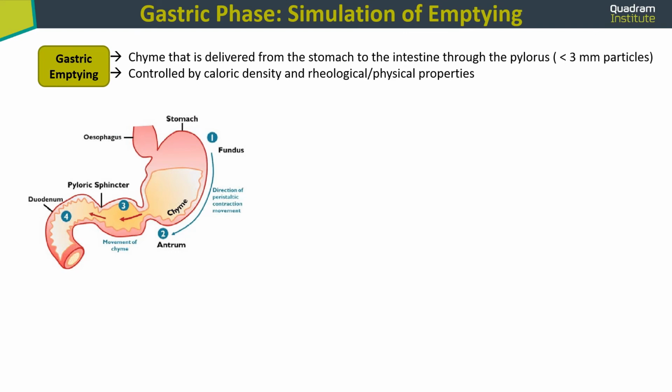Moving on to the simulation of the gastric emptying. Emptying refers to the portion of the chyme that is delivered from the stomach to the small intestine through the pylorus. The pylorus acts as a sieve through which liquid and particles smaller than around 3 mm can pass. The gastric emptying rate is affected by different physical properties of the chyme. However, one of the main controlling factors is the caloric density.